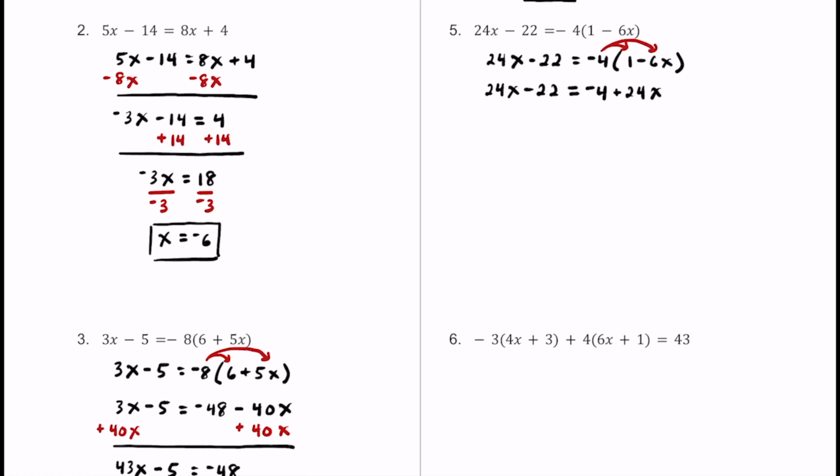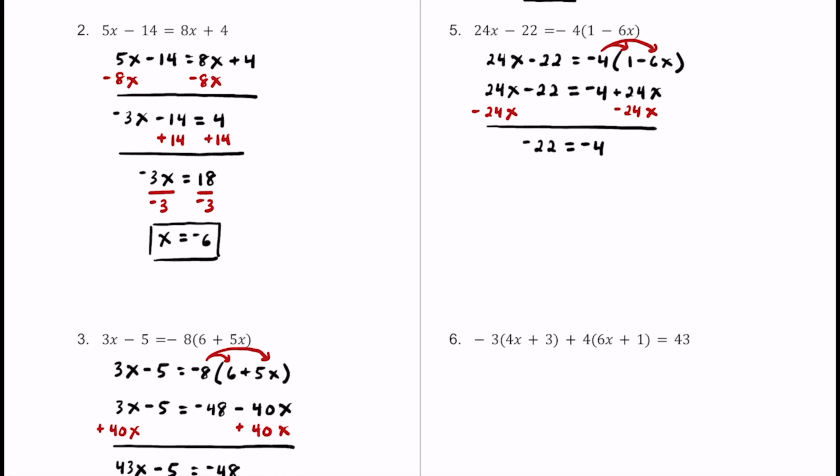All right, now let's combine our x terms by subtracting 24x on the right side and subtracting 24x on the left side. And hopefully you see something pretty interesting that's going to happen here. On the left side, these are going to cancel out, and on the right side, these will also cancel out. So if that happens, we're just going to have negative 22 is equal to negative 4, right?